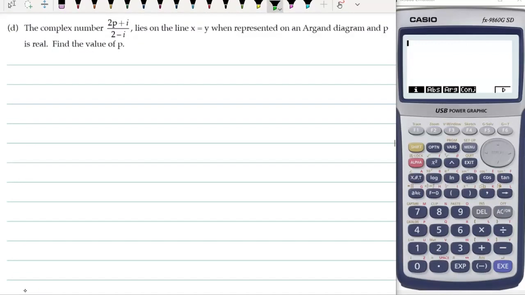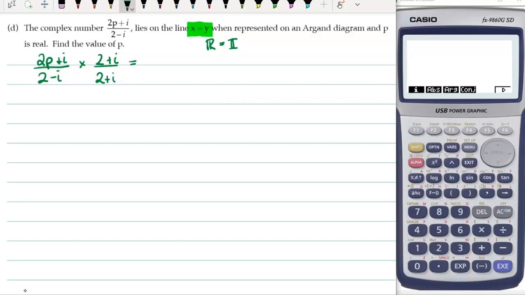For part D, we've got this complex number that's going to need a bit of tidying up, but we know that it lies on the line x equals y. If that's true, then the real portion will be equal to the imaginary portion, because it's on that 45-degree line. So let's take the (2p plus i) over (2 minus i) and rationalize the denominator first, so that we can try to pick out the real and imaginary parts of this.